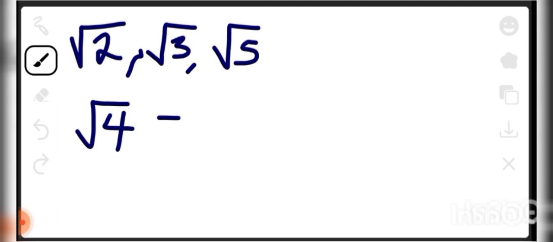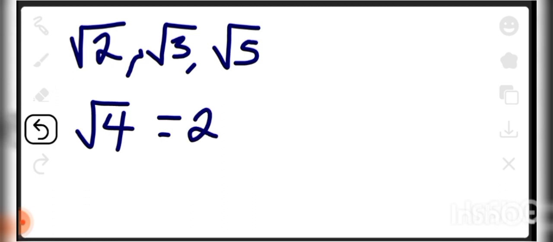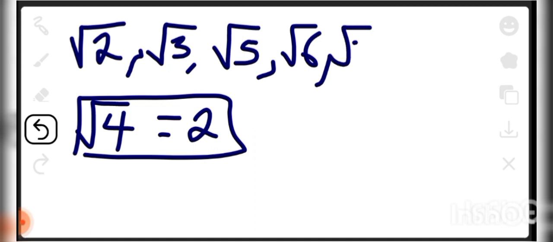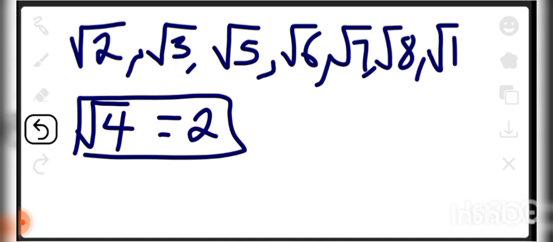Now the square root of 4 is not among surds. The reason is because 4 is a perfect square of 2. If you square 2, you are going to have 4. So you can find the square root of 4 and the answer will be 2. So this is not a surd. That's why I skipped that. We have square root of 6, square root of 7, square root of 8, square root of 10.